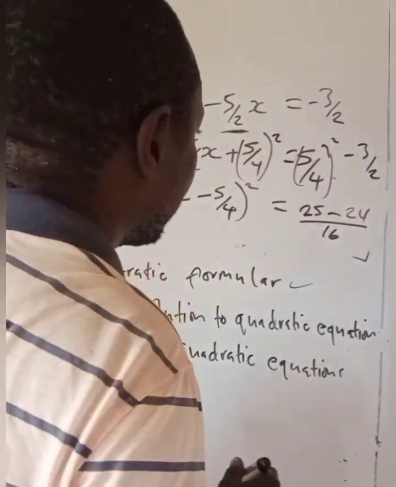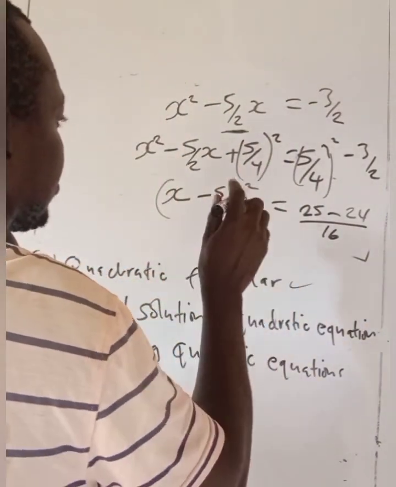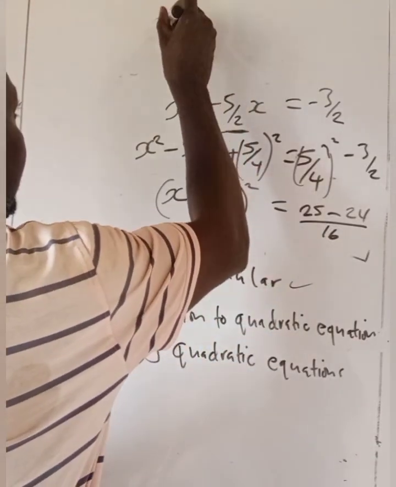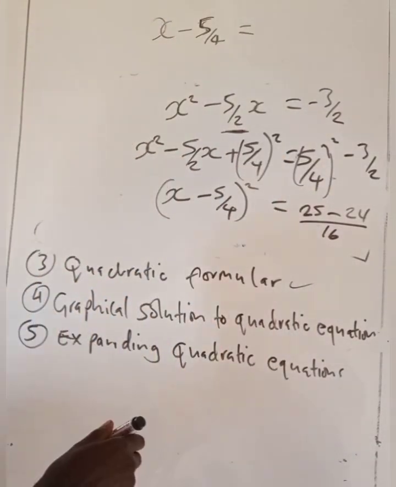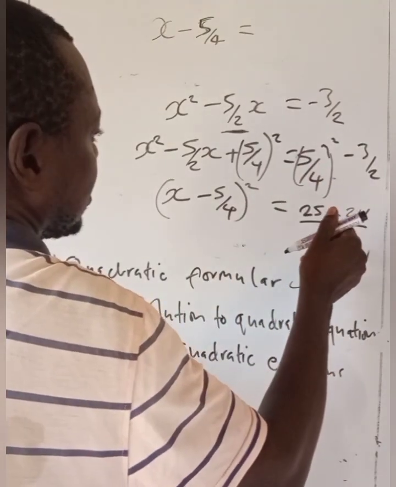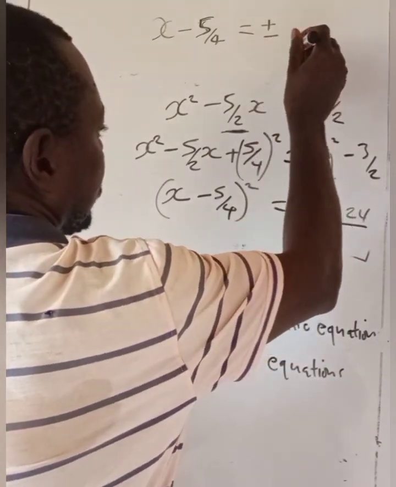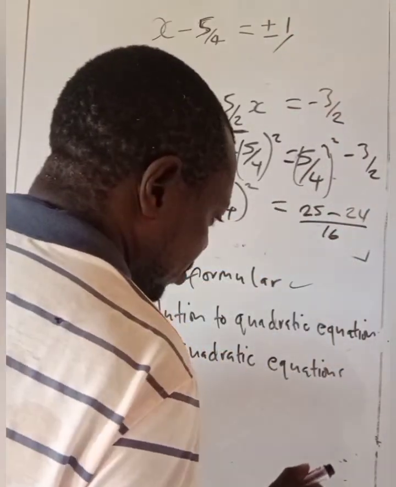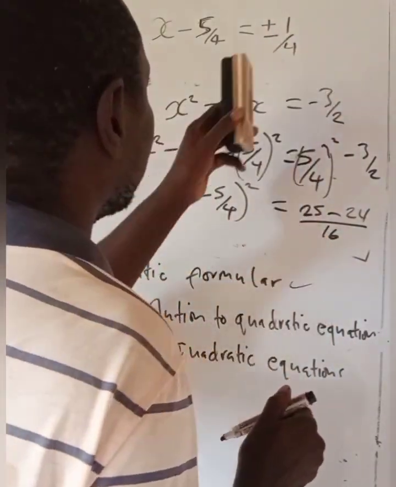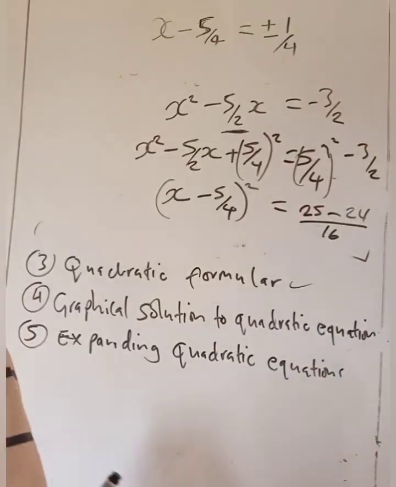This is a square. Now get the square root on both sides. If we get the square root on both sides, we shall have x minus 5 over 4 is equal to, this is 1 over 16. So the square root is positive or negative. The numerator is 1. The square root of 1 is 1. The denominator is 16. The square root of 16 is 4. So that will be the square root of 1 over 16, positive or negative a quarter.